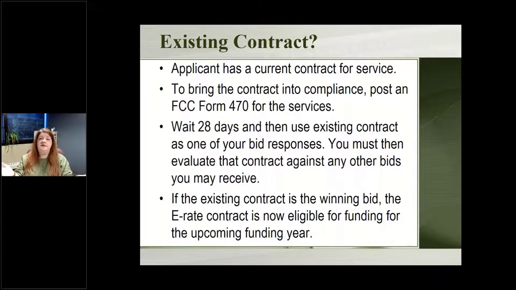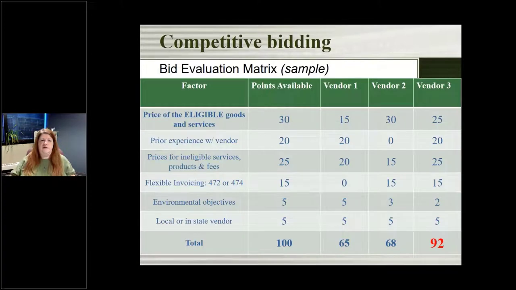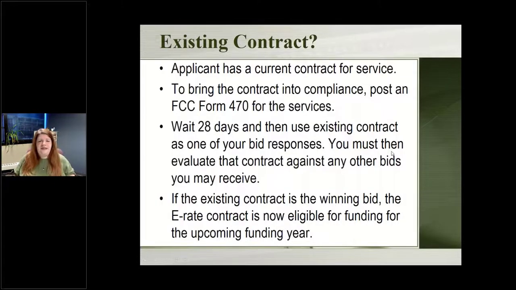You do your 470 for whatever services you're looking for as usual, wait your 28 days, but then you use your current contract as one of your bid responses. If you have multiple bids, you have to compare it to the other ones. And hopefully your current bid comes up with the most points, since obviously they do well in the prior experience category and any other things. Then your existing contract can be the winning bid, and now you can go on with saying who we're going with.